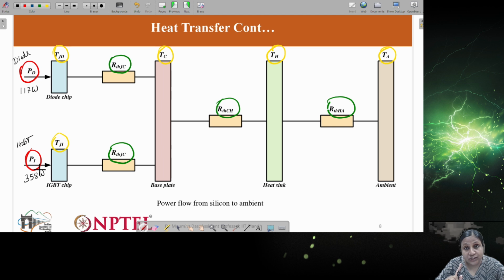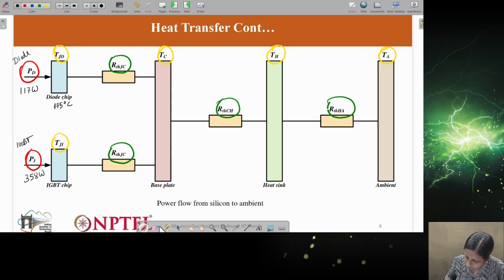Now due to this loss in the diode chip and the IGBT chip, the temperature will be, let's say 115 degrees Celsius, or sorry, let's say it is 105 degrees Celsius here, and here it is 109 degrees Celsius. These two temperatures are due to the loss which is happening in the diode and the switch.